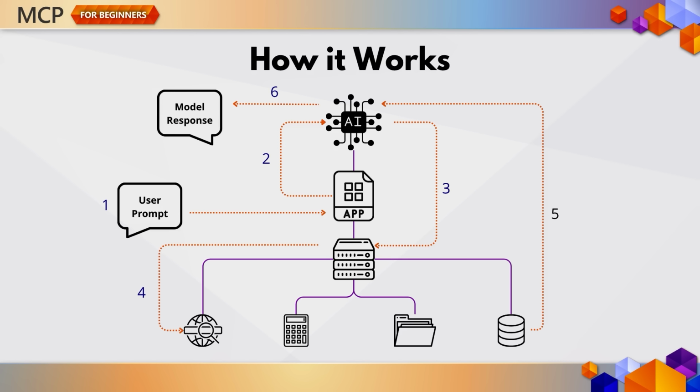And here's how it works. The client sends a user prompt to the model. The model realizes it needs external help. It sends a request via MCP to the server. The server executes the tool, returns a result, and the model completes its response. It's simple, clean, and also scalable.